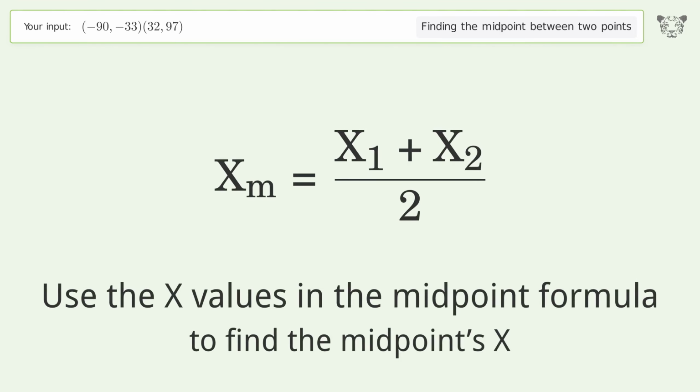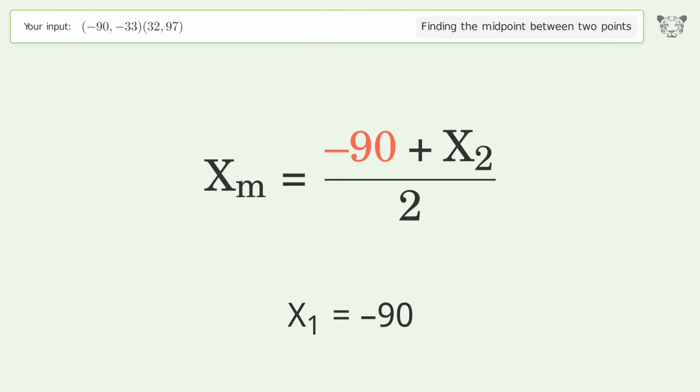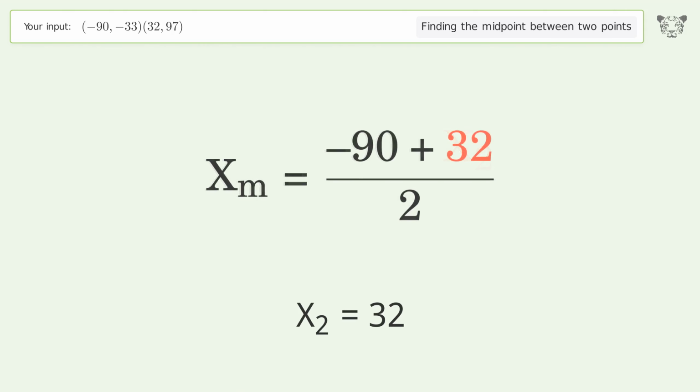Use the x values in the midpoint formula to find the midpoint's x. x1 equals negative 90. x2 equals 32. Simplify the arithmetic.